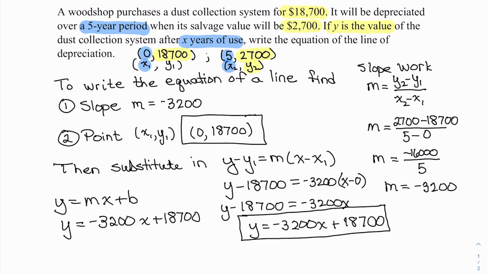Had we used the point 5 comma 2,700, we would have put the 2,700 in for the y1 and the 5 in for the x1 in the point slope form, distributed, added the 2,700 over, and we would have gotten the exact same equation. But when you have a general point in the plane that's not the y-intercept, then you can't just jump to the slope-intercept form. You have to go through and do more simplifications to get your equation.